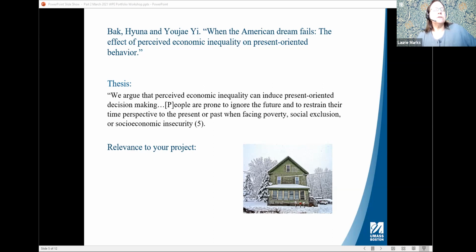However, an additional barrier that confronts them, which doesn't seem fair, may be a psychological effect that causes them to engage in something called present-oriented decision-making. This kind of decision-making might actually be contributing to their low rate of home ownership.